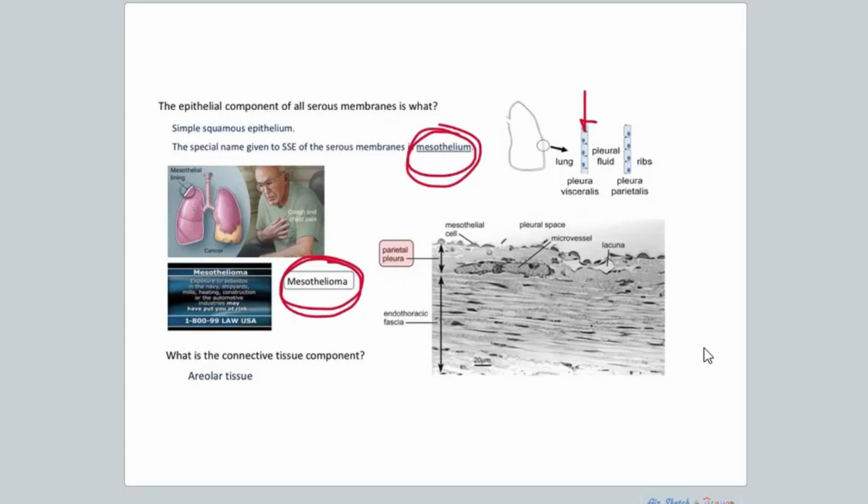Asbestos, for instance: you breathe in that asbestos and it goes into the lungs, and it's really sharp and it pokes its way through the lungs, and eventually it gets out to this mesothelium, and it irritates that mesothelium, and it can mutate it, and it can cause cancer of those cells. And so that's what mesothelioma is referring to: cancer of the simple squamous epithelium that we find in these serous membranes.